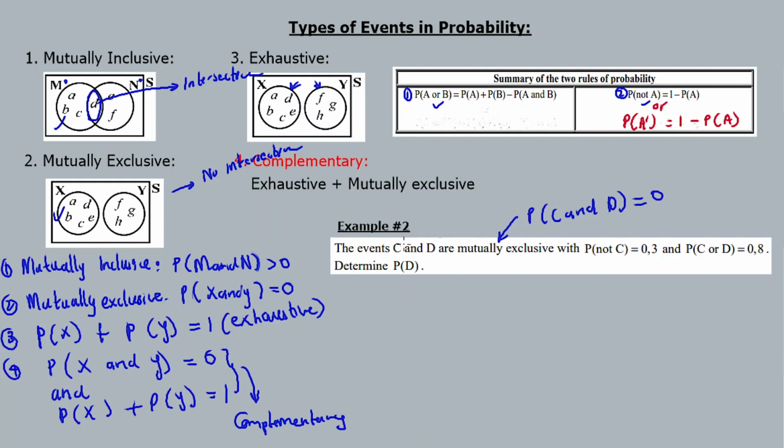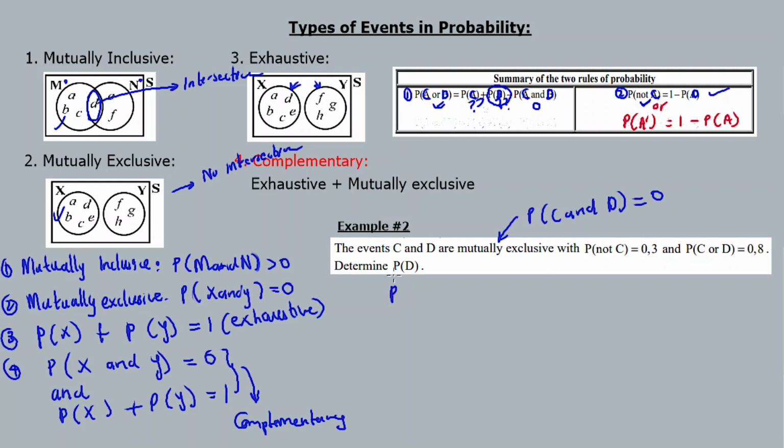So which equation do we use now? Not C. The equation changes from A and B to C and D, because they use different letters. I have to calculate D, so I need to calculate this one. I'm given not C, and this one, they are mutually exclusive, so it's 0. Since I don't have the probability of C, I cannot calculate D yet. So the first thing I'll do is calculate this one, using number 2 to calculate the probability of D.